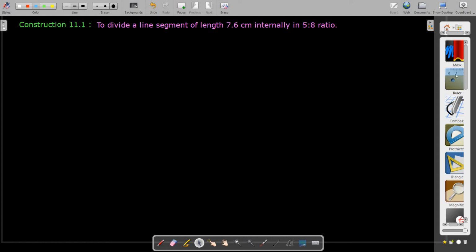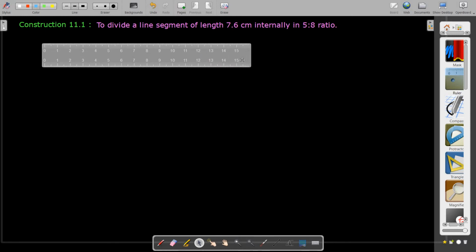Hello friends, let us know how to divide a given line segment in a certain ratio internally. This kind of construction can be done in two different methods. One method is already discussed in the previous video. Let us see the other method of dividing a given line segment internally in a certain ratio.